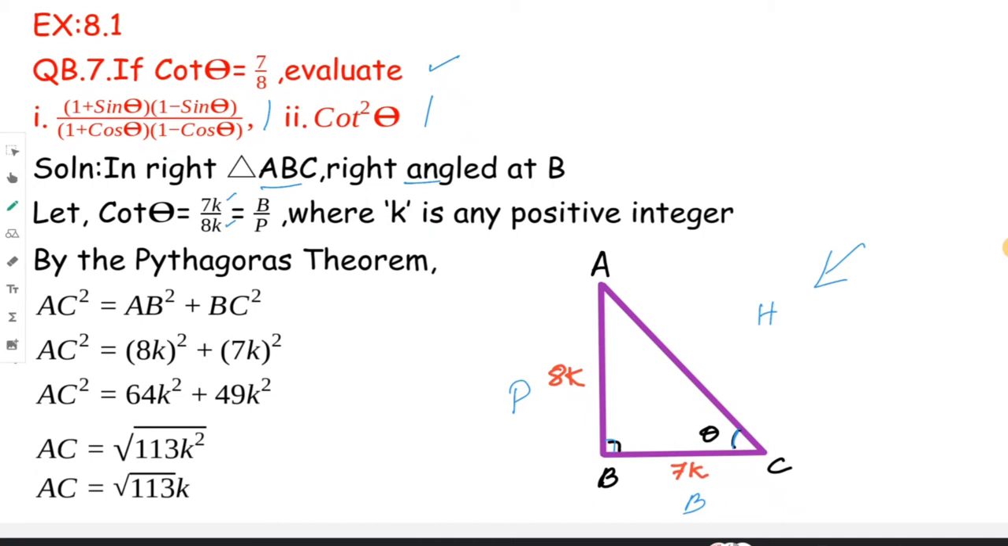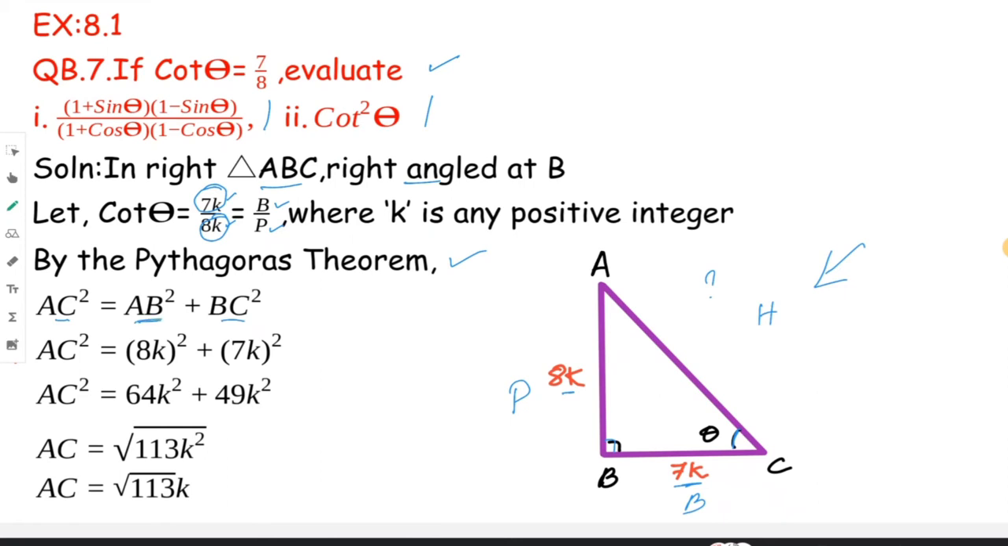Then if you look at cot theta, what are the two sides? Base by perpendicular, right? So that means 7k is our base, and 8k is the perpendicular. Now I need to find the third side, the hypotenuse, by using the Pythagoras theorem. So the square of the longest side is equal to the sum of the squares of the other two sides.